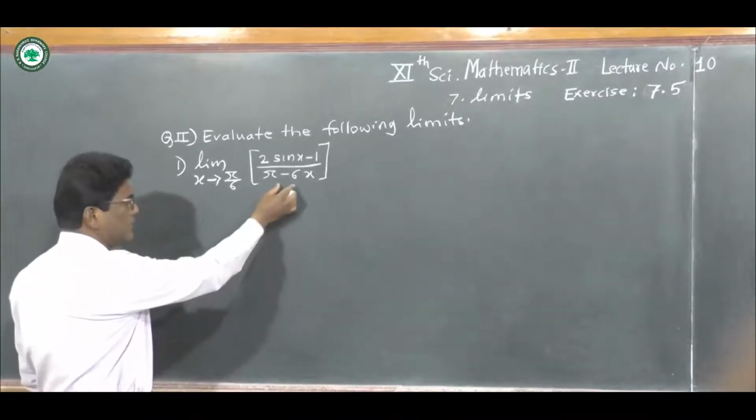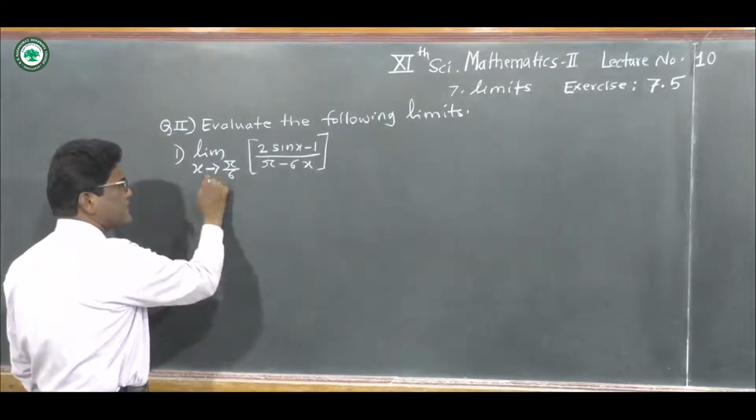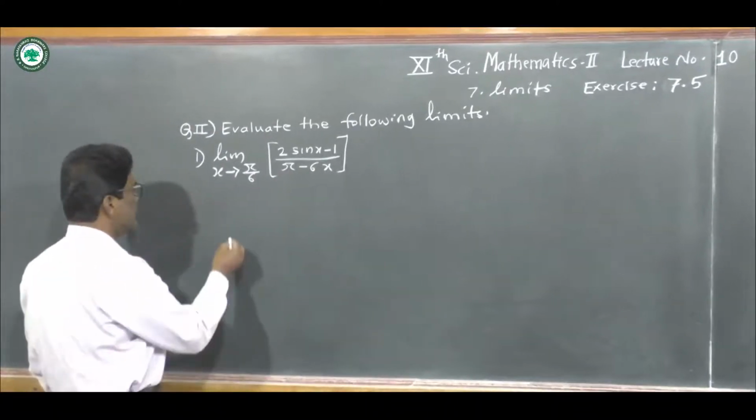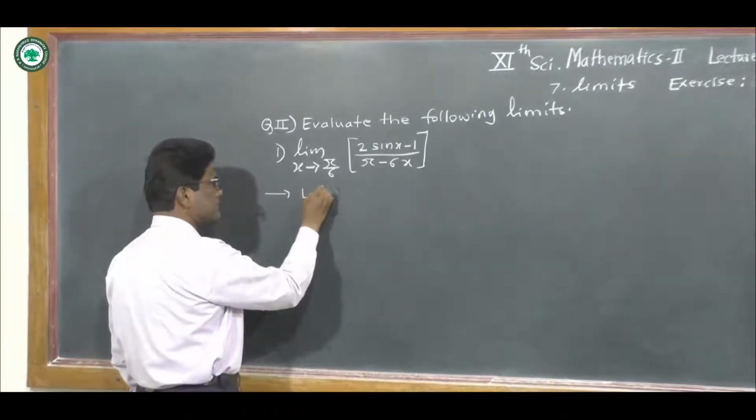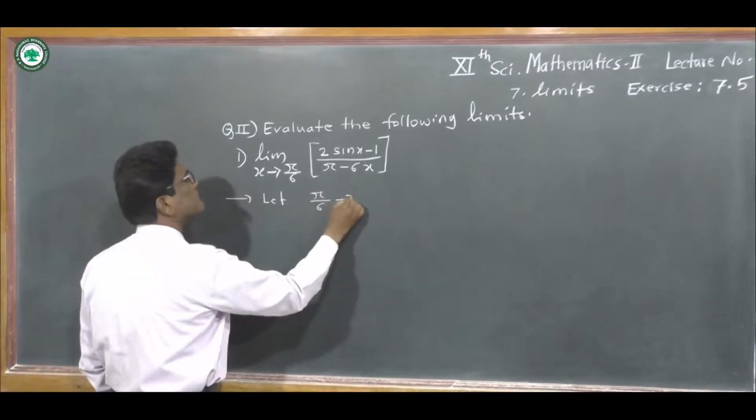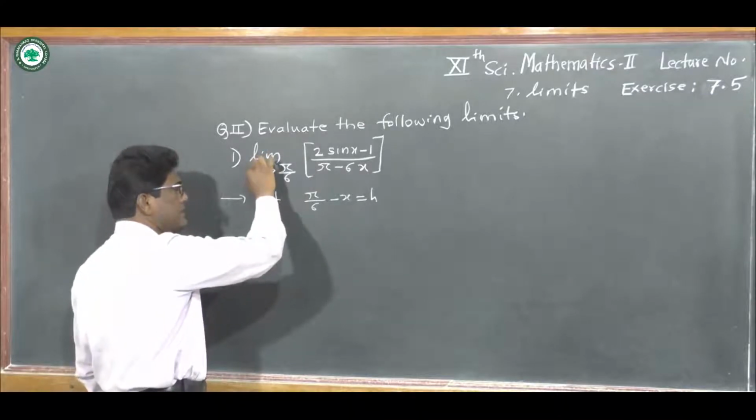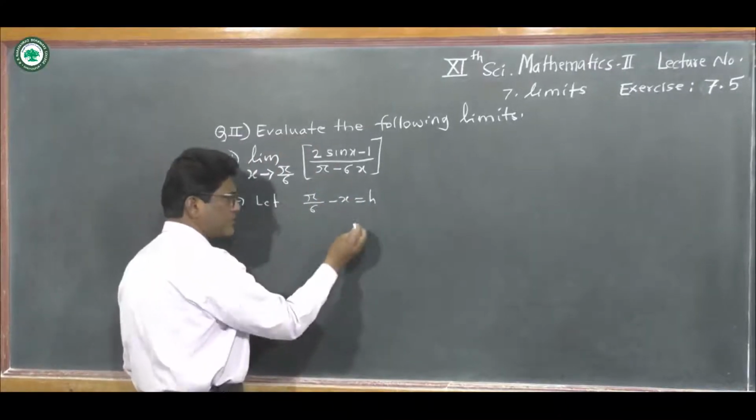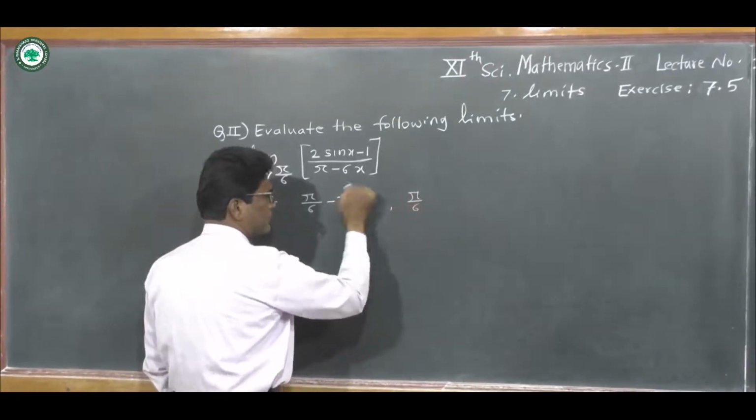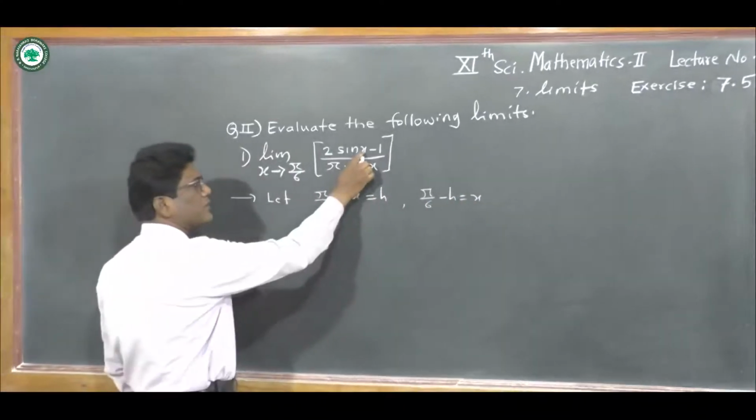We cannot put x as pi by 6 directly. And here in the denominator there is a subtraction of x and pi by 6, an indirect subtraction, so we have to use the substitution method. So let pi by 6 minus x be equal to h. From this equation we get pi by 6 minus h is equal to x. We get the value of x because we want to put the value of x here.